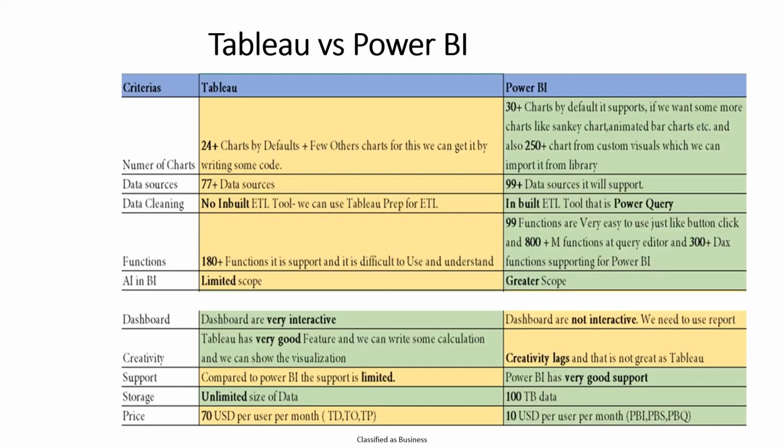Then AI in BI scope, artificial intelligence in BI. So limited scope in Tableau, that's why I just provided it as a light yellow color. Power BI has a greater scope. Even for the data visualizations, we have AI-based tools like Composite Key and Smart Narratives. So we have a greater scope on AI-based visualizations as well as visual representations. And dashboards are very interactive in Tableau. So we prepare dashboards in Tableau, but in Power BI, we are going to create reports there.